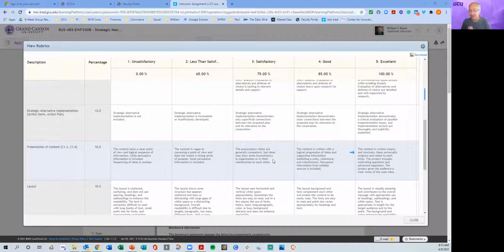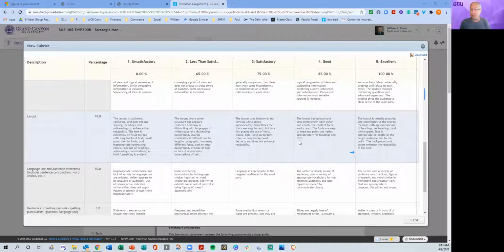Ideas universally progress and relate to each other. So your ideas in this need to relate to each other. They need to logically progress. So you lay a foundation, you build upon it, you go to your next point, you build upon it, go to your next point. That's how you need to approach this. Your project needs to include motivating questions. And your project needs to give me a clear sense of the main idea that you're presenting here.